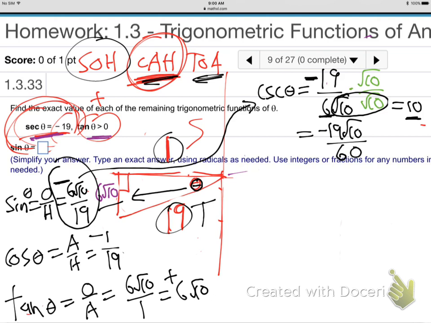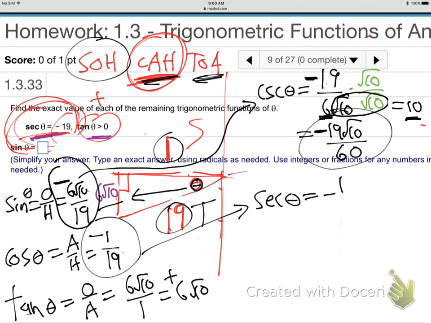2 for 1. 2 10s in a root, 1 10 out of a root. Plain 10. Because it's the root of 100, which is plain 10, right? And then 6 times 10 is 60. So there's the cosecant, and it is negative, just like sine was. Let's do cosine, flip cosine. You got secant. Flip it upside down. Instead of negative 1/19, it's negative 19 over 1, which is just negative 19.